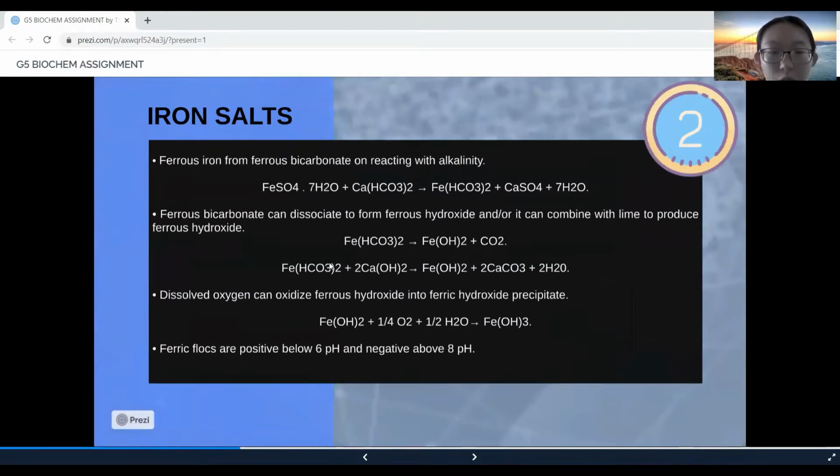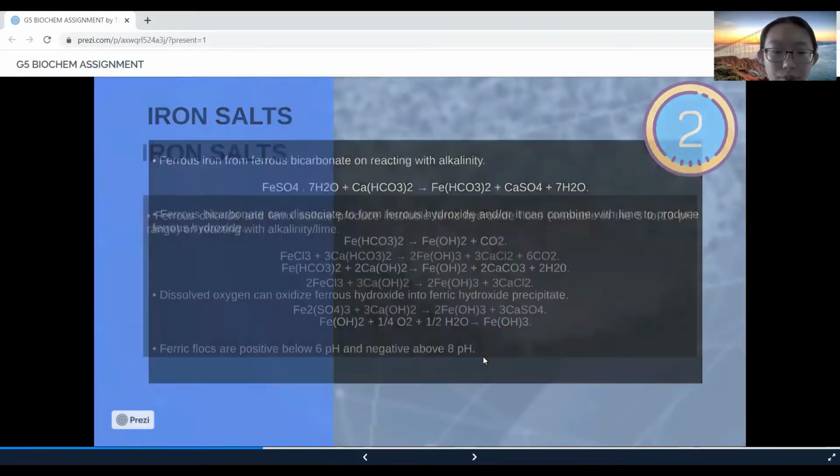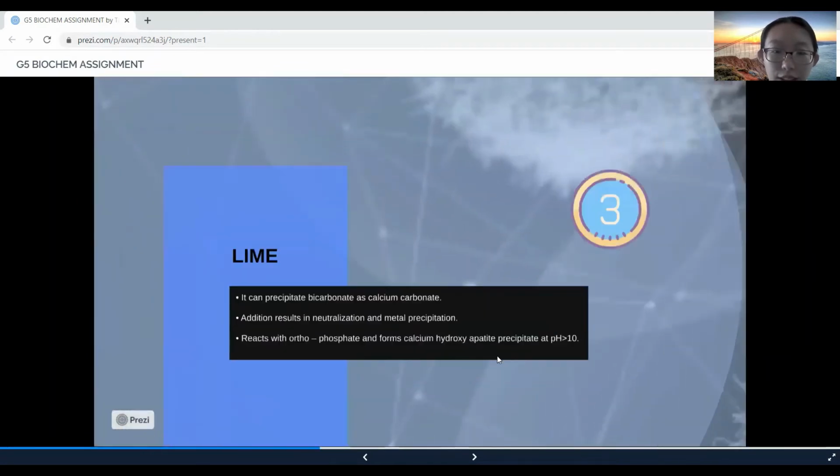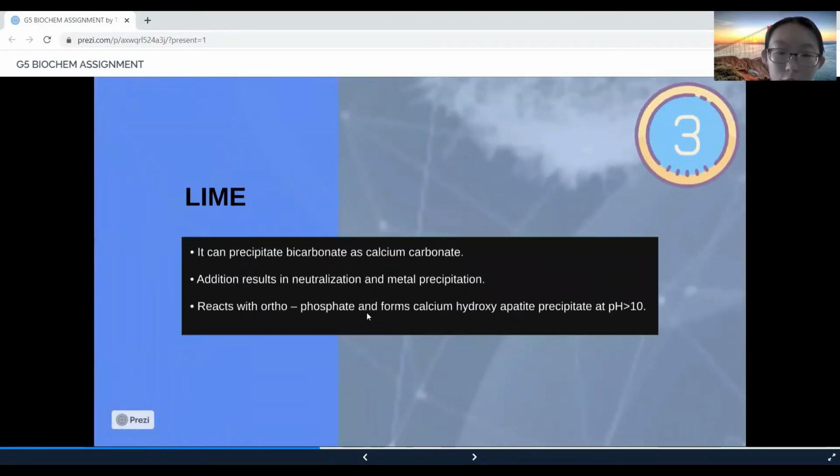For the iron salt, with the reaction above, ferric flocs are positive below pH 6 and negative above pH 8. For the lime, it reacts with orthophosphate and forms calcium hydroxyapatite precipitate at pH more than 10. That's all from me. Thank you.